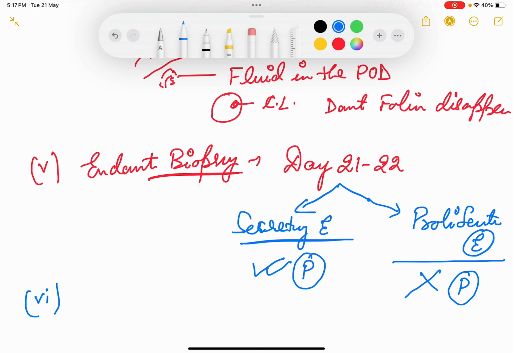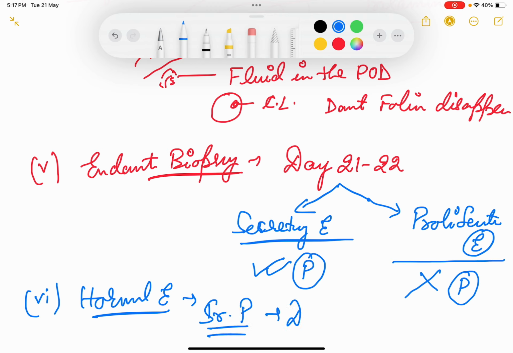The 6th indirect evidence which we use for ovulation is hormonal estimation. You can go for serum progesterone estimation. Serum progesterone test कराते हैं at day 21 to 22.